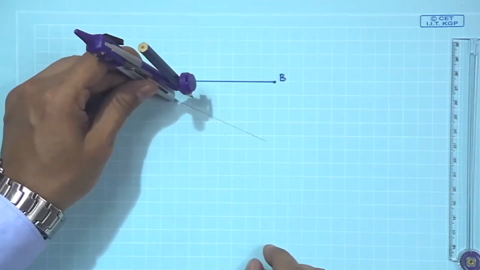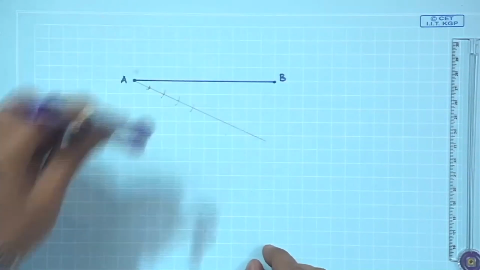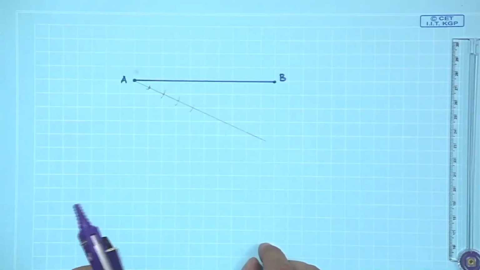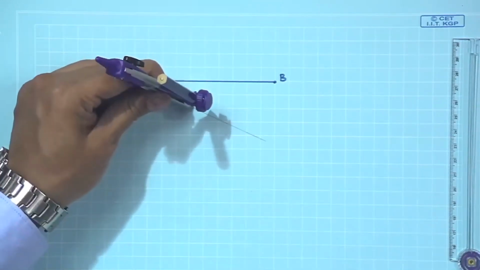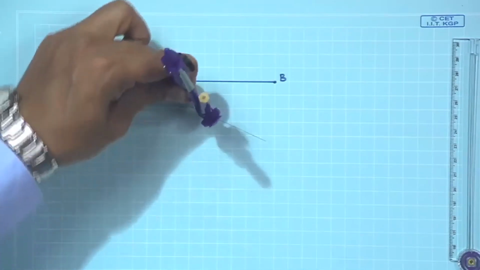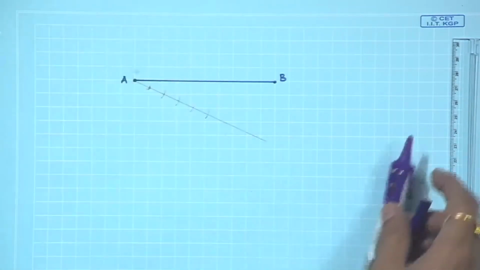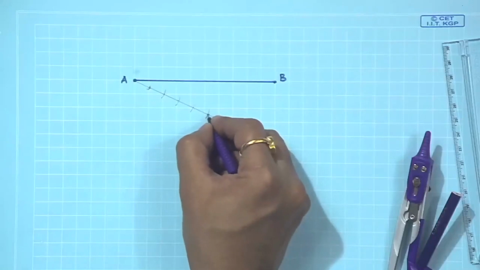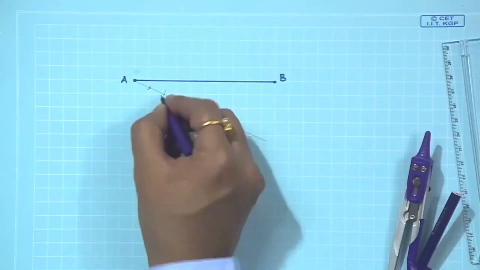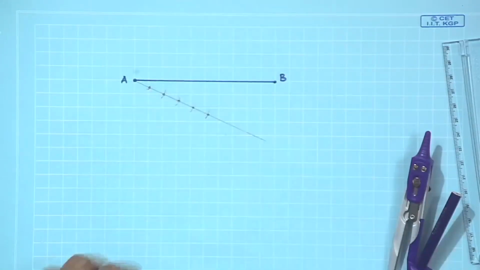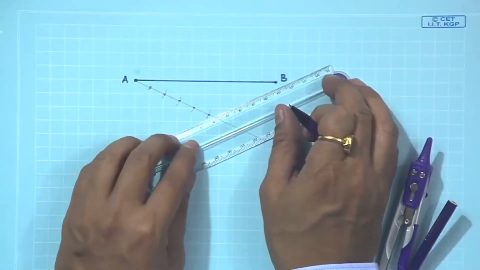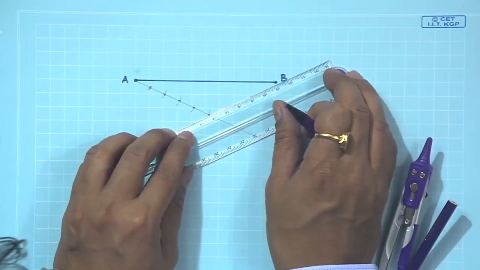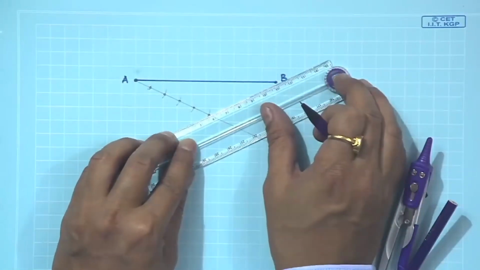Similarly, this point, mark. So, how many do we have to make? If it is 5 points, in total 5 arcs we have to construct, 1, 2, 3, 4 and the fifth one, this one. So, mark these points. Now, connect this fifth point with point B.